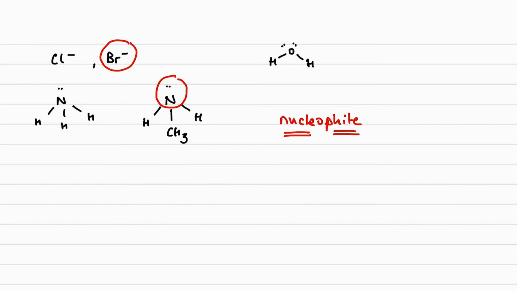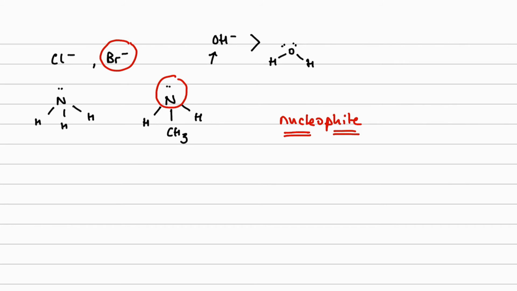The strength of a nucleophile depends on its ability to donate its pair of electrons to make that covalent bond. So we find, for example, that hydroxide ions are stronger nucleophiles than water, because in a hydroxide ion, our oxygen's got three lone pairs of electrons. It's easier to donate one of them. Compared with water, oxygen's got two lone pairs of electrons.